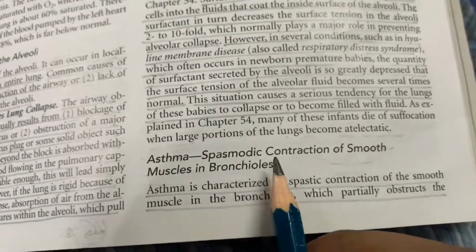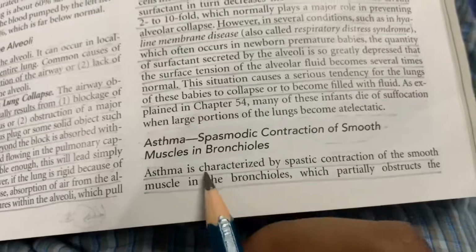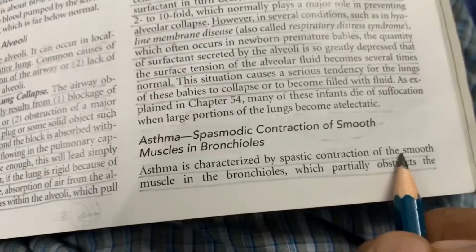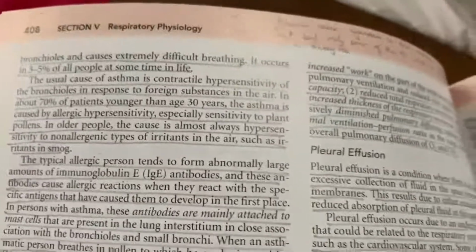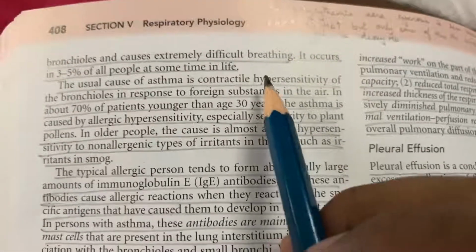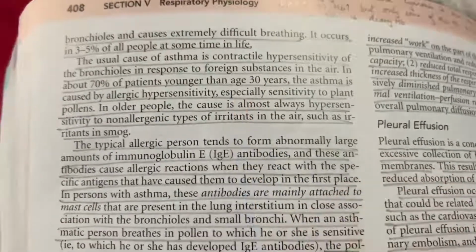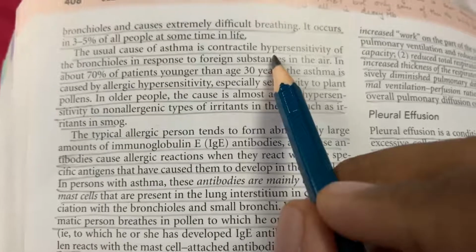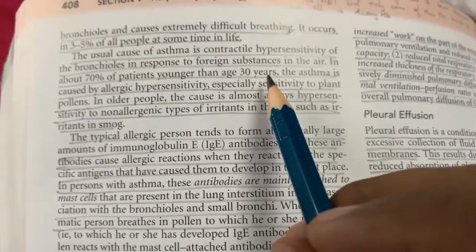Now, coming to asthma, it means spasmodic contraction of the smooth muscles in the bronchioles. Asthma is characterized by spastic contraction of the smooth muscle in the bronchioles, which partially obstructs the bronchioles and causes extremely difficult breathing. It occurs in 3 to 5% of all people at some time in life. The usual cause of asthma is contractile hypersensitivity of the bronchioles in response to foreign substances in the air.